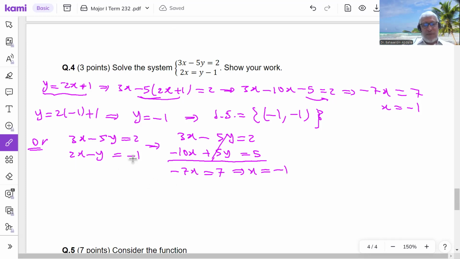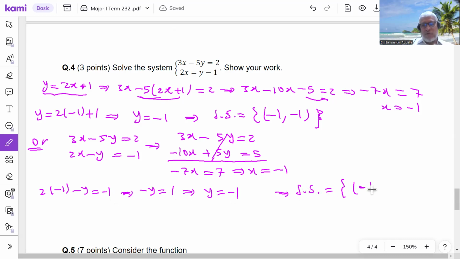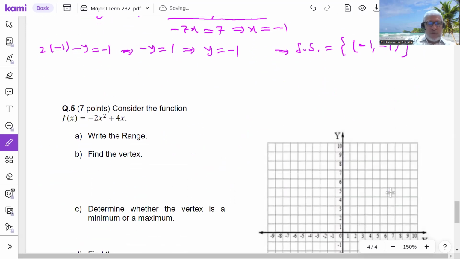Now, if you put x in any of these equations, say in the second equation, so 2 times -1 minus y is -1, which means -2 minus y equals -1. So if you take -2 to the other side, it would be 2. 2 minus 1 is 1. So y is -1. And you have the same answer obtained by substitution method. So you can use any one of these two methods.